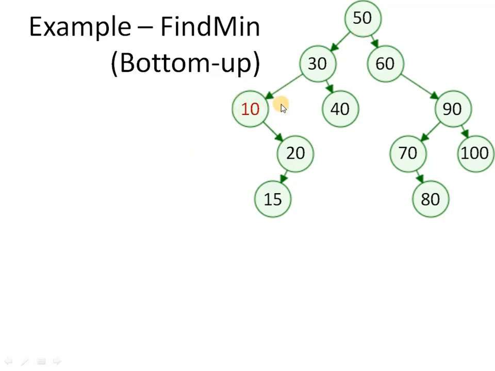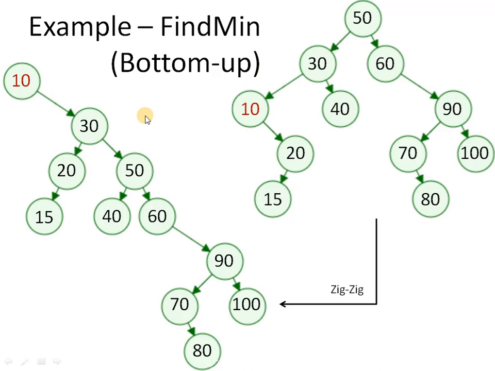So we found 10 and then we have to split. So here we have to simply perform a zig rotation in order to make 10 the root of this tree. So first rotation at 50, that is the right rotation, followed by another right rotation at 30. So this will make the tree something like this. So we have actually splayed at the minimum value, that is 10.